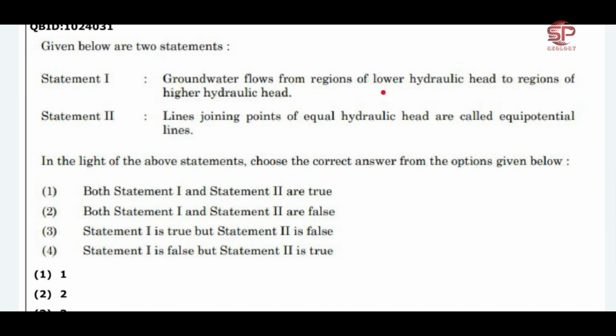Groundwater flows from lower hydraulic head to regions of higher hydraulic head. Actually, it flows from higher hydraulic head to lower hydraulic head, so it will be incorrect. Then a line joining points of equal hydraulic head is called an equipotential surface or equipotential line, so it is correct. So statement 1 is false, statement 2 is true.